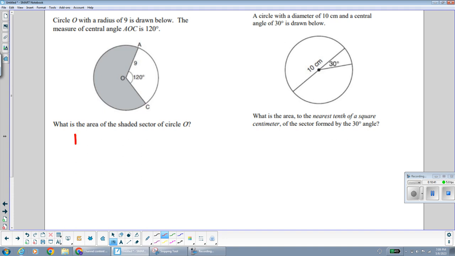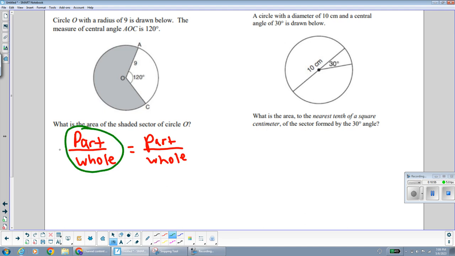So once again, we're going to use a similar proportion. Part over whole equals part over whole, just like arc length. Arc length and sector area are really similar to each other. But instead of talking about arc length on the side, since we're talking about areas, we're going to talk about area on the side. And over here, just like the arc length formula, we're going to talk about central angles.